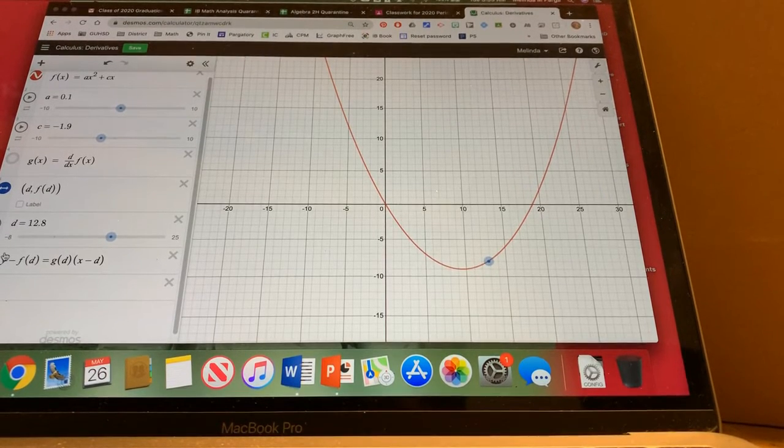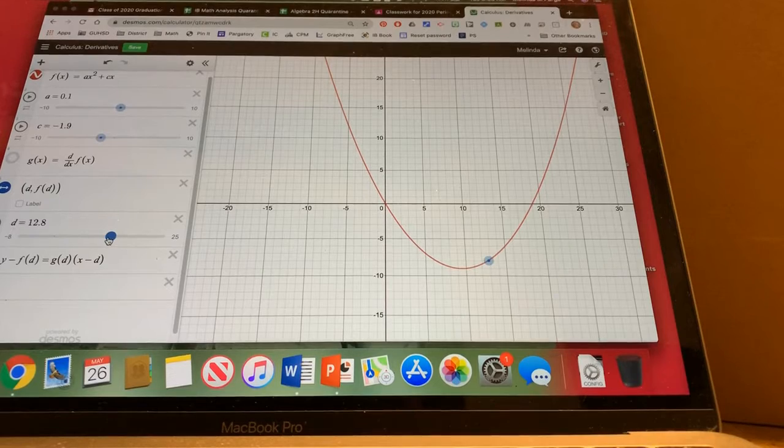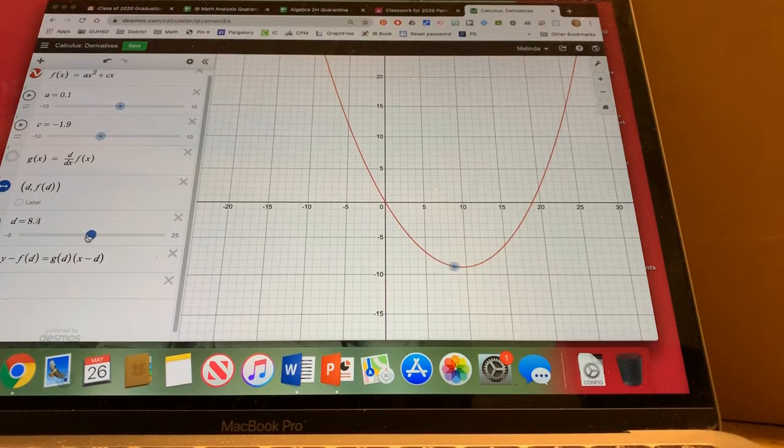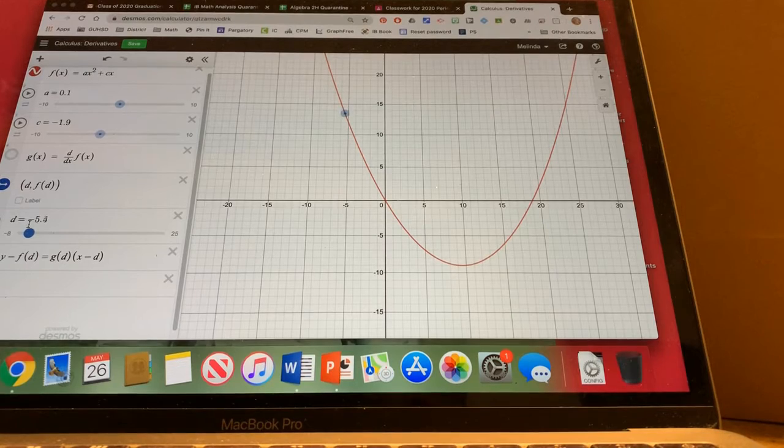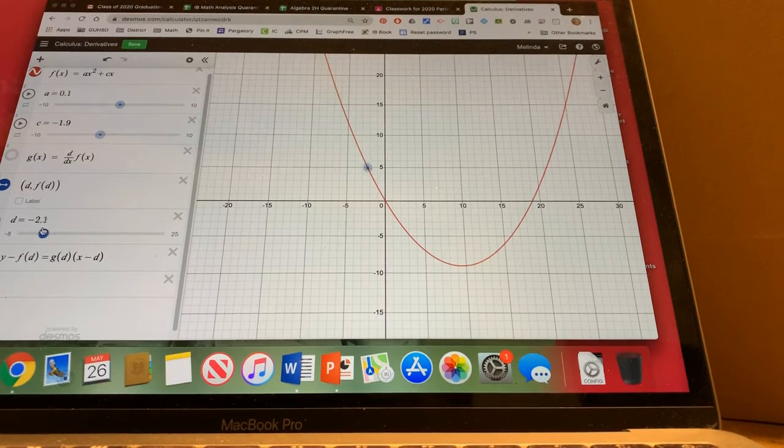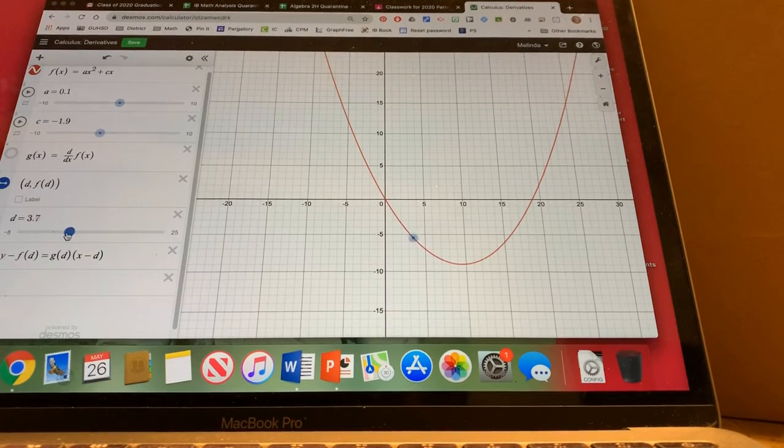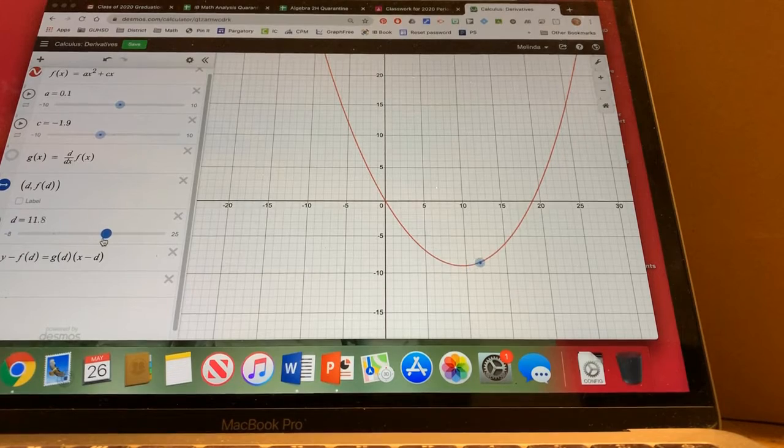So on the screen, you can see I have a parabola, and there's a point on the parabola, all right? And if I slide the slider, you can see that the point moves, right? So if I know what the x value is, I can find out what the y value is by plugging it into the original function, right? An infinite number of ordered pairs.